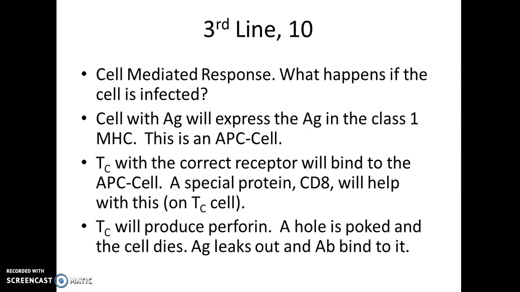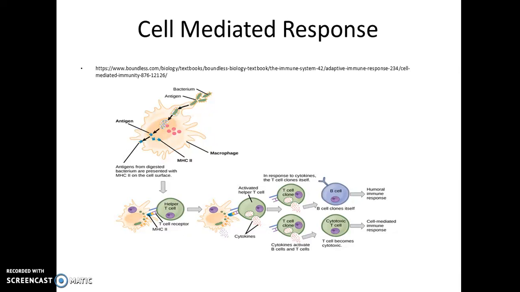The TC cell will produce perforin, and a hole is poked in the cell membrane. The cell dies, the antigens are leaked out, and the antibodies bind to it. That's a lot shorter. Cell-mediated response: cell binds here, pokes a hole, leaks out.